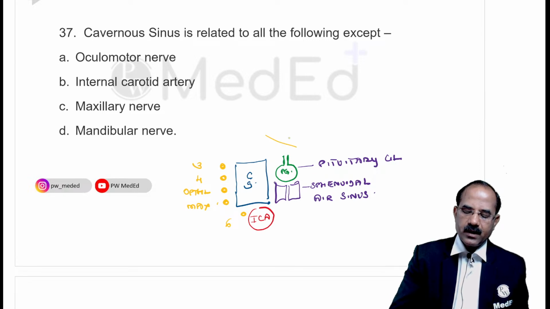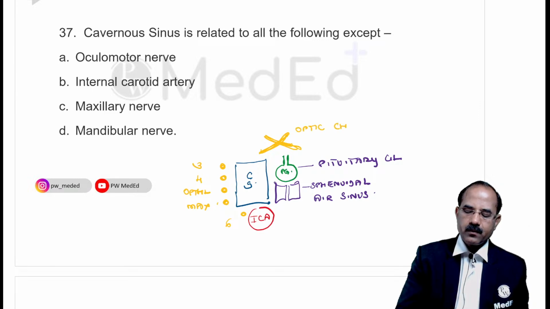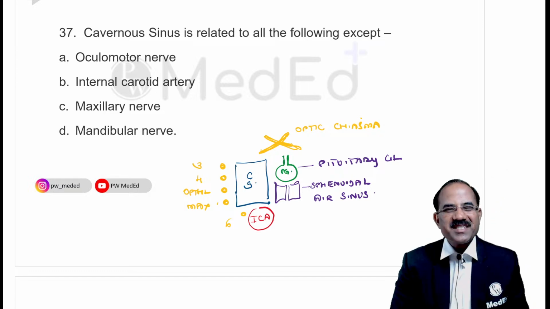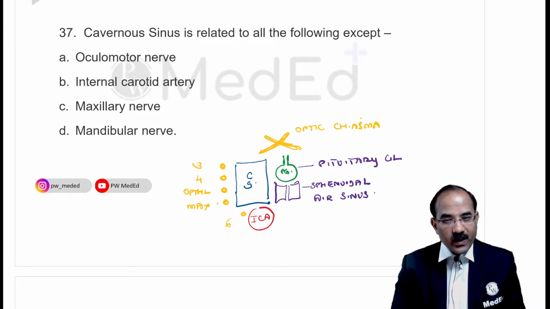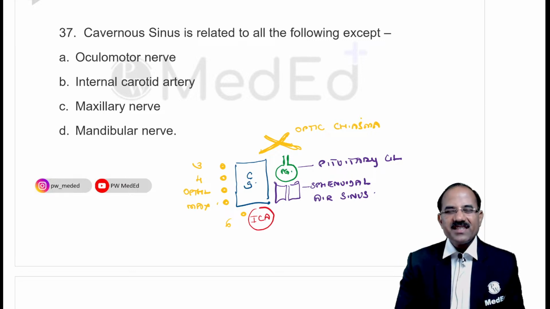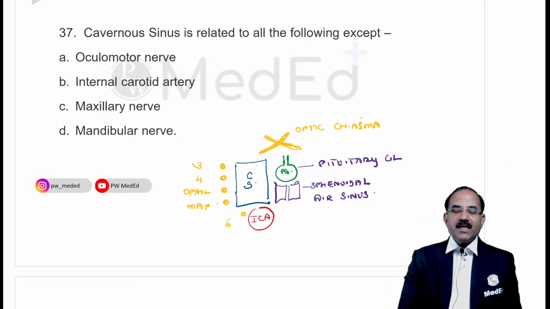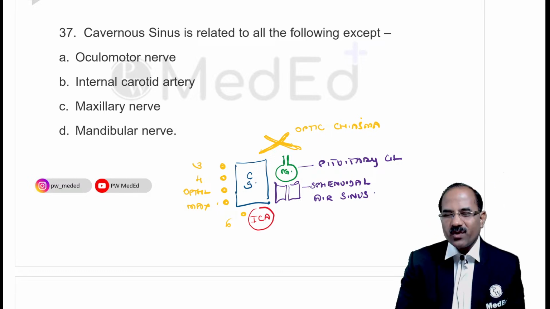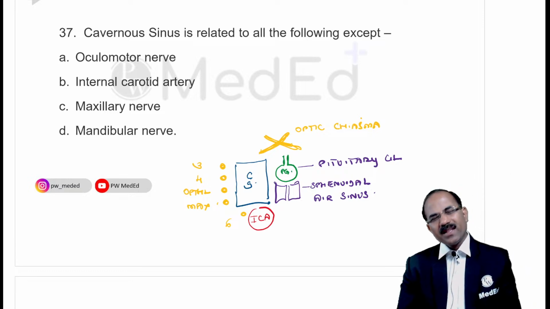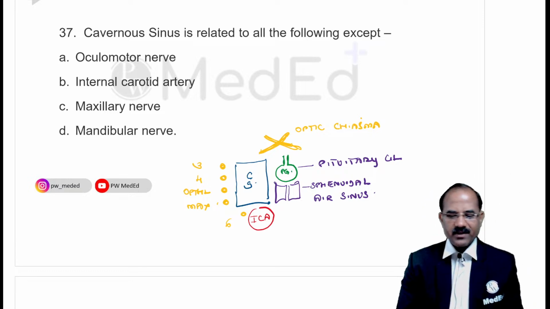And what's in the roof of the cavernous sinus? The roof is the optic chiasma. So in the roof of the cavernous sinus is the optic chiasma. In the floor is the sixth nerve and the internal carotid artery. Medially is the pituitary gland and the sphenoidal air sinus. And in the lateral wall, the third nerve, the fourth nerve, the ophthalmic division and maxillary division of the trigeminal nerve.